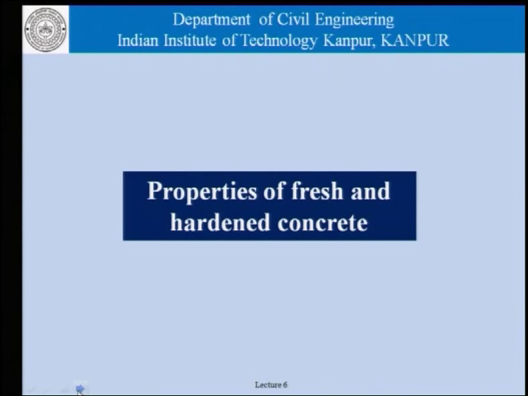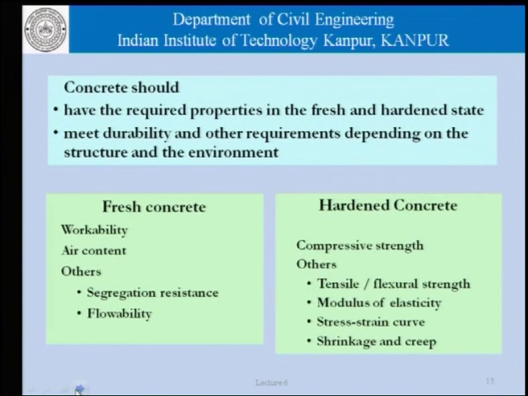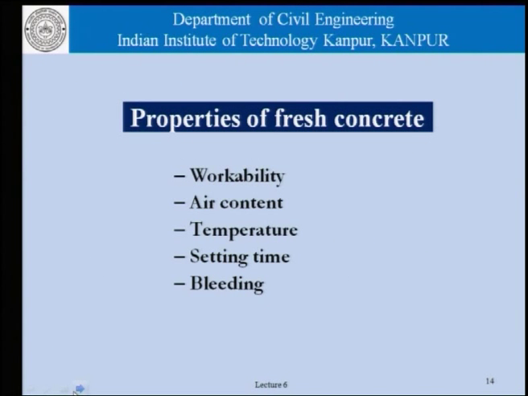Coming to the properties of fresh and hardened concrete, we know that it should have the required properties in the fresh and hardened state and meet durability requirements. Here are some of the properties which are actually listed: for fresh concrete, workability, air content, segregation resistance, flowability. In hardened concrete, we have compressive strength, maybe tensile and flexural strength, stress strain curve, creep and shrinkage, and so on.